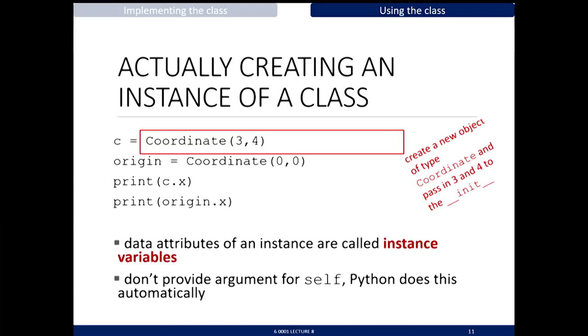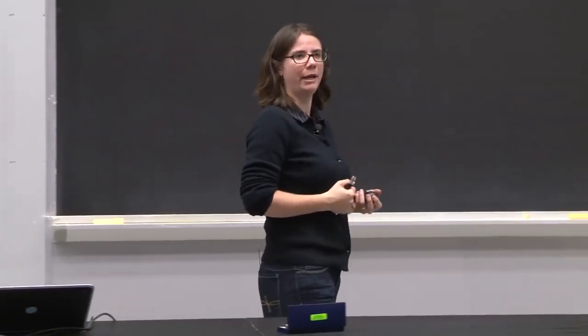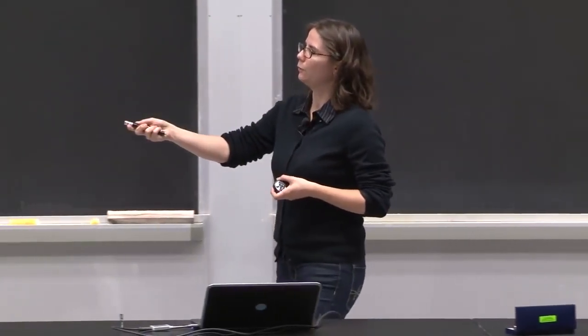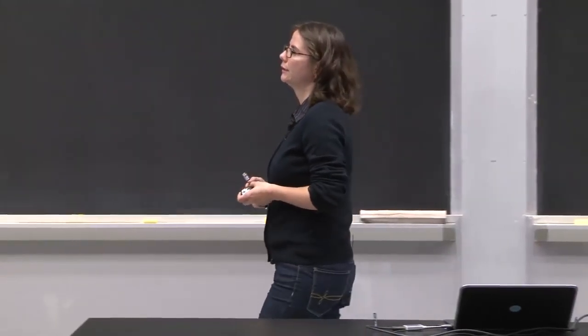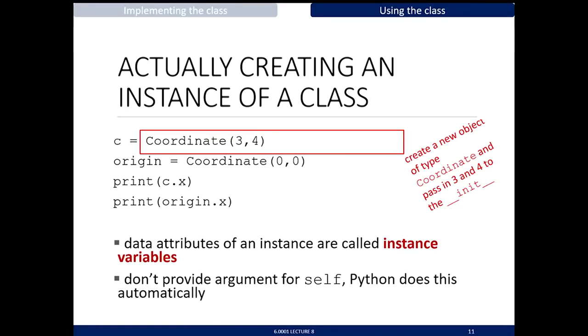We can access the data attributes using this dot notation, and we've seen that before, right? When we've worked with lists, we'd say something like l.append. So the same dot notation can be used with your own objects in order to access data attributes. So here, this is going to print 3 because the x value for object c is 3, and the next line, print origin.x, is going to print 0 because the x value for the object origin is 0.